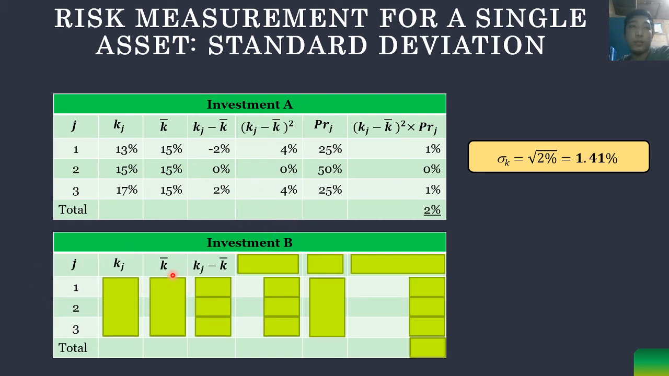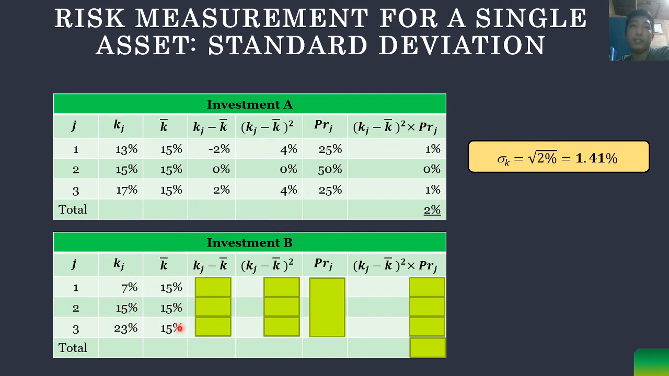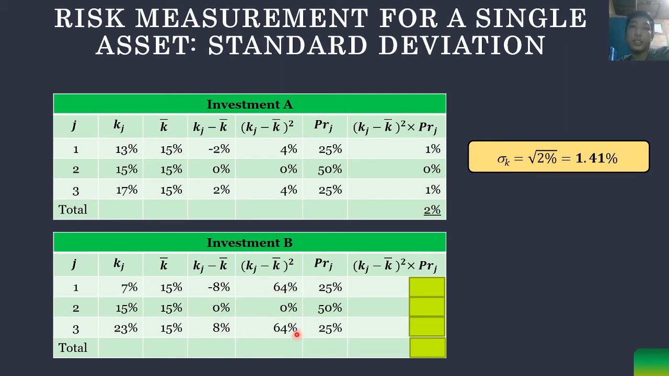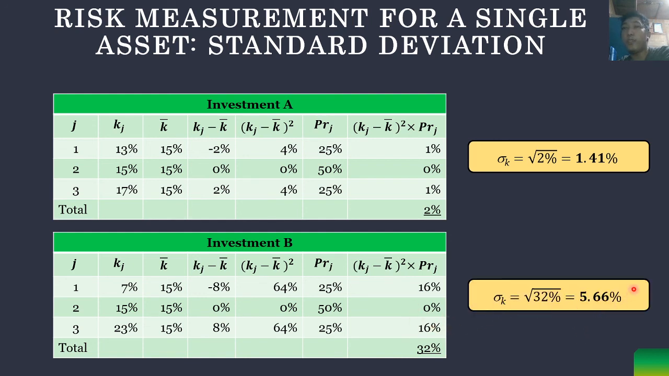So, same lang yung gagawin natin. Okay, so 7, 15, and 23, 15, 15, and 15, 25, 15, and 25. 7 minus 15 is negative 8, 15 minus 15 is 0, 23 minus 15 is positive 8. So, square natin yan. We have 64, 0, and then 64. 64 times 25% is 16%. 0 times 50 is 0%. 64 times 25 is 16%. For a total of 32%. Hindi pa to yung standard deviation. So, standard deviation is 5.66% for investment B.